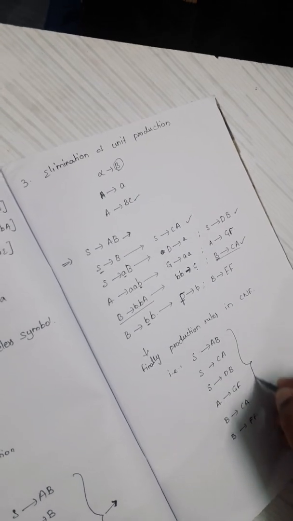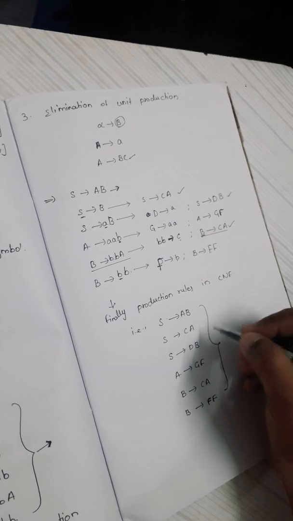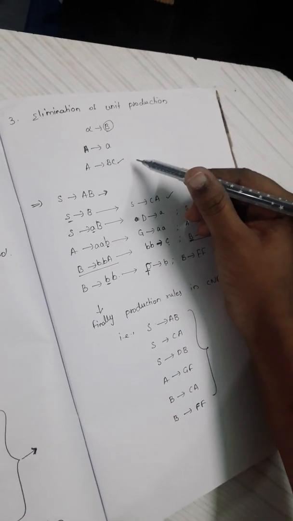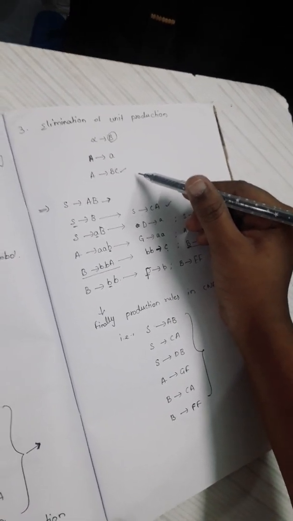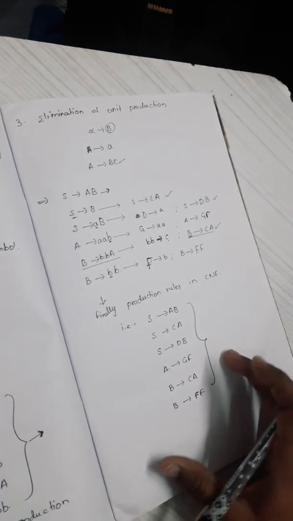So we have the format as we described for the production rules. So we have converted all the given rules into CNF.